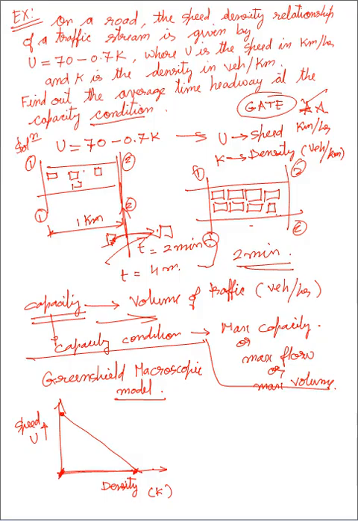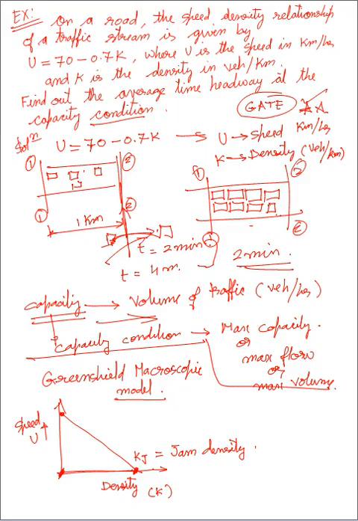And another way around. Maximum density is known as your jam density, kj. That is your jam density. We can say that traffic is not moving at all. And suppose if you want full speed, then there should not be any vehicle. So the nature of the graph will be linear.